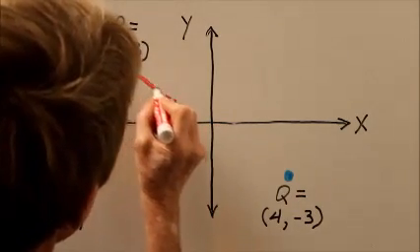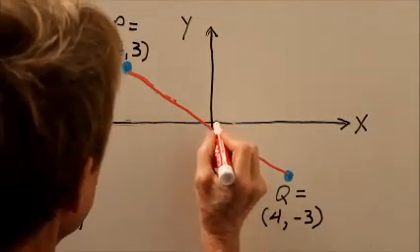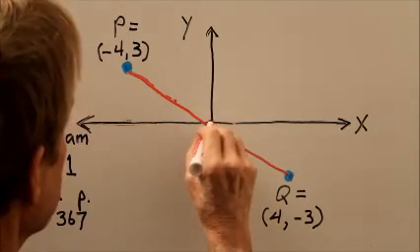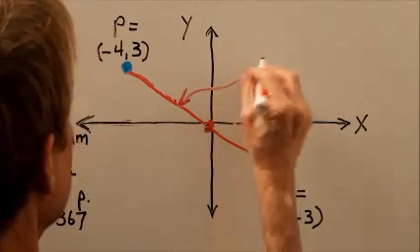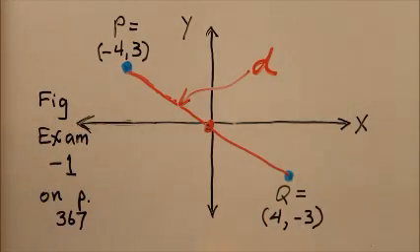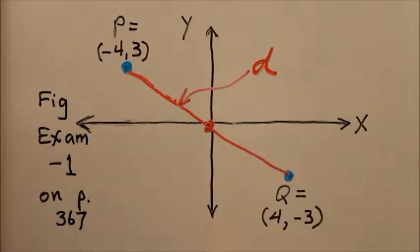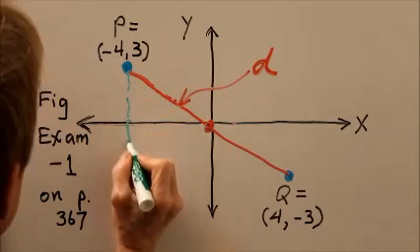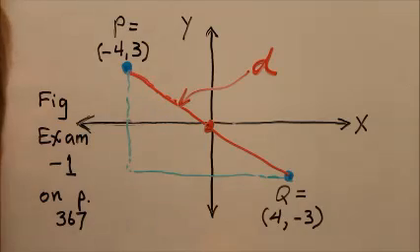We want to find this distance. Let's call it D. Actually, this line by coincidence passes right through the origin. It doesn't look like that here, but it does. This is the distance D. Well, what we need to do first of all is figure out the difference between the x values and also figure out the difference between the y values.